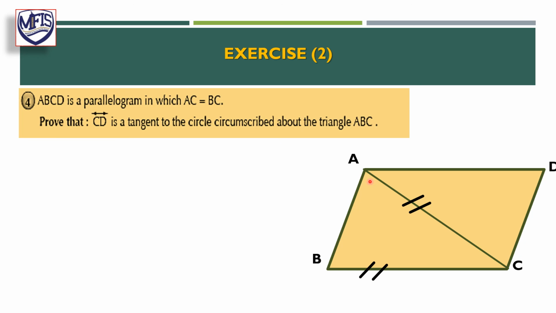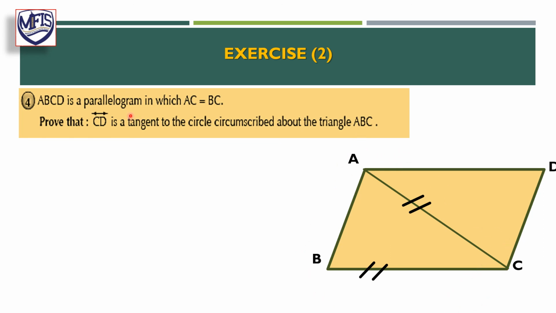Okay? And ABCD is a parallelogram. Therefore, AB parallel to DC. And AC is a transversal. Therefore, measure angle BAC equals measure angle ACD, alternate angles. So, measure angle B equals measure angle A, and the measure angle A equals measure angle ACD. Therefore, measure angle ACD equals measure angle B. Therefore, straight line CD is tangent of the circle which passes through A, B, and C.